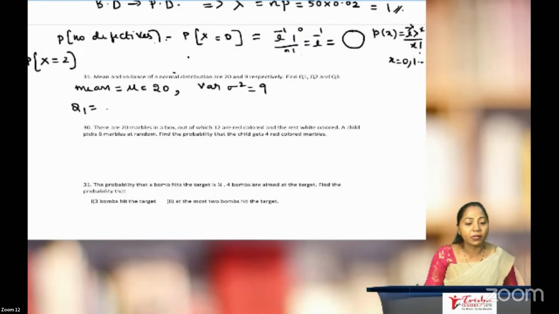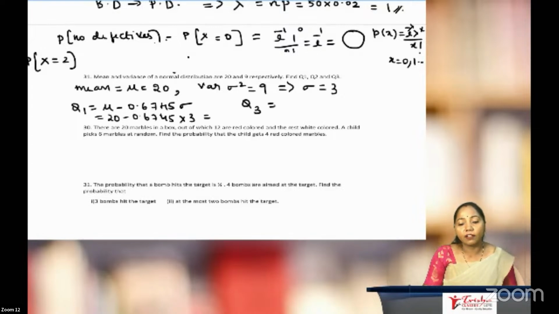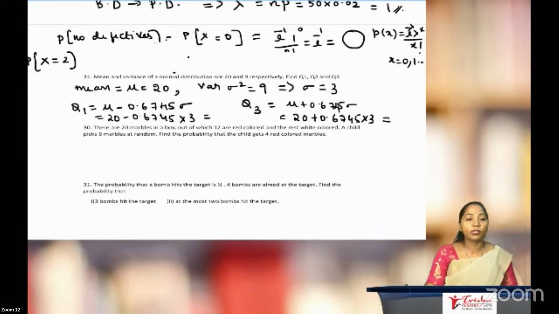What is the Q1 formula? That is mu minus 0.6745 sigma. And sigma square is 9, so sigma will be 3. Substitute: 20 minus 0.6745 into 3. So you'll get the lower quartile. Q3 will be equal to mu plus 0.6745 sigma. So that is 20 plus 0.6745 into 3. Find the answer and you will get Q3.